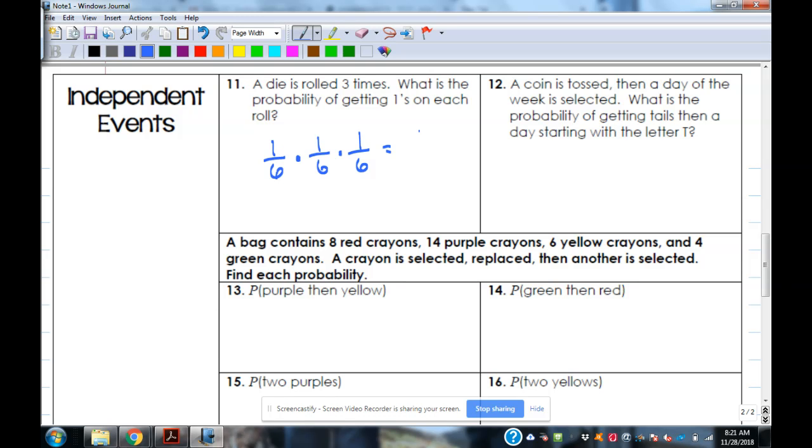1 times 1 times 1 is 1. 6 times 6 is 36, times 6 is 216. Or, as Ted talked about on Monday, another way of writing that would be 1/6 to the third power. That's the same thing. Okay.